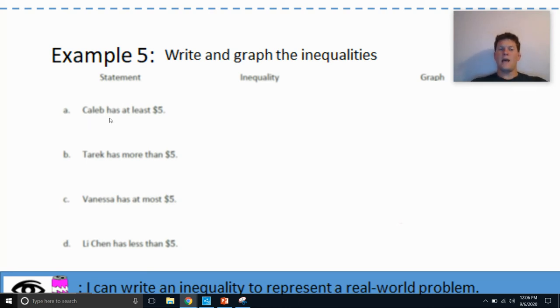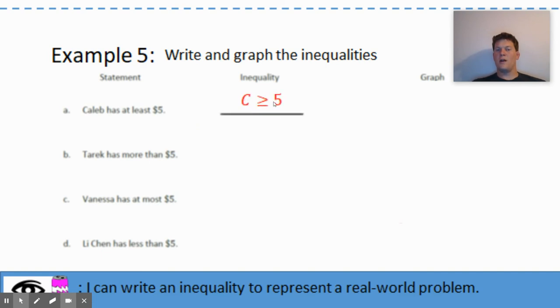We're talking about Caleb. He has at least $5. If you need to, go back in your notes when we were looking at which symbol goes with at least, but then you could write it real easy. I'm going to use C for Caleb, and I'm going to write C is greater than or equal to 5, because at least means greater than or equal to. And now that I have the inequality, I could graph it really quickly. I'm underlined, so I'm closed. I'm or equal to, so I'm closed. And it's pointing towards the right, so my graph goes towards the right.